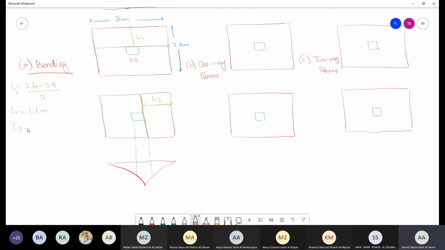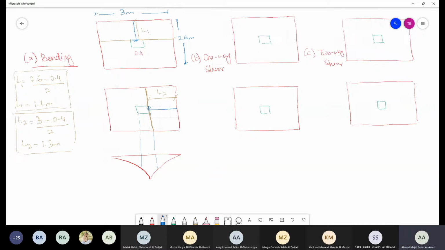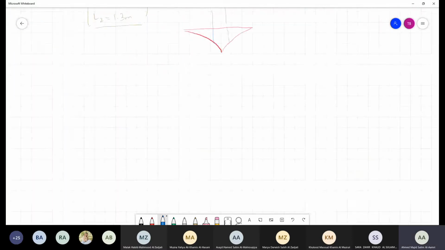And L2 is going to give you 3 meters minus 0.4 divided by 2. So my L2 is going to give me 1.3 meter. Is it clear why I have calculated two values of L? If you see, this is one portion of bending moment. This is another portion of bending moment.